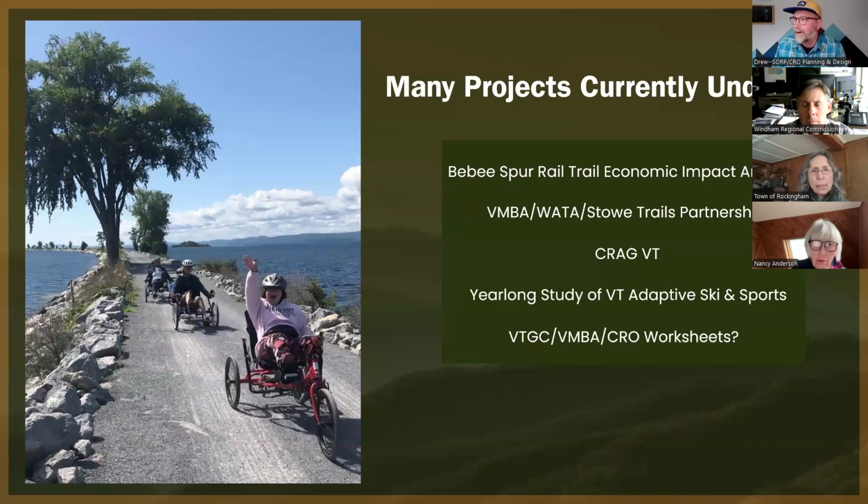I'll mention that there are several studies currently underway that we're working on for the BB Spur Rail Trail up in northern Vermont. With WADA and Stowe Trails Partnership, we're starting to kick off an economic impact study with them. With Crag, Vermont, we've been talking with some board members about a study there. We're in the middle of a study of Vermont Adaptive, which will get really good data for economic impact of adaptive recreation here in Vermont. And that will be kind of a first of its kind study.